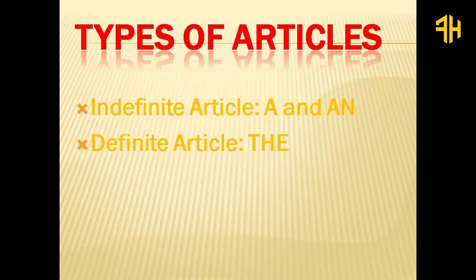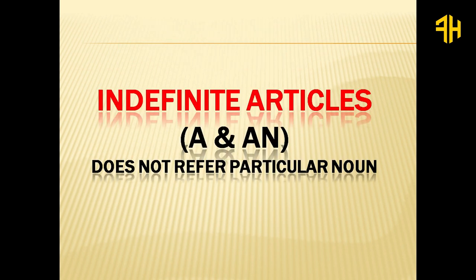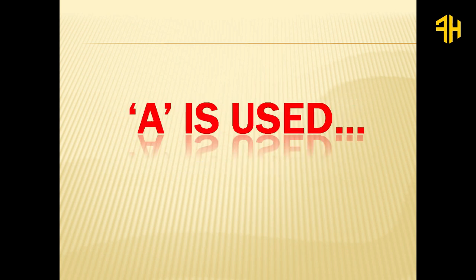Types of articles. There are two types of articles, indefinite and definite. Indefinite articles are a and an. The definite article is the. Indefinite articles a and an do not refer to a particular noun.